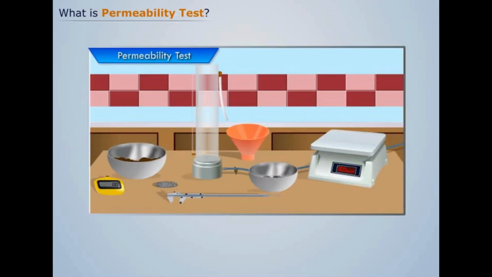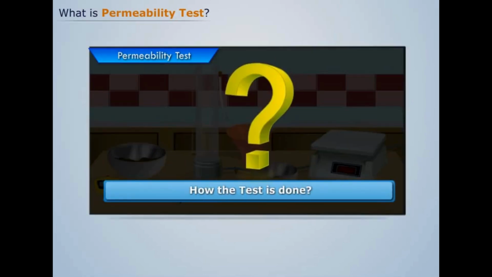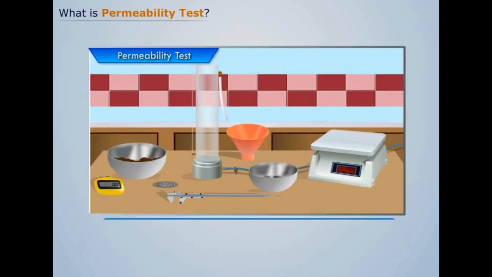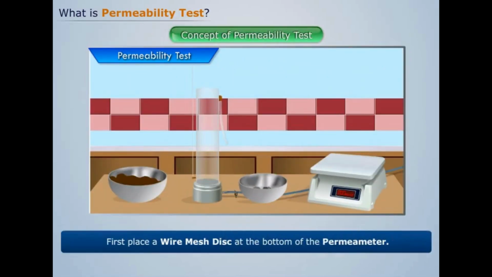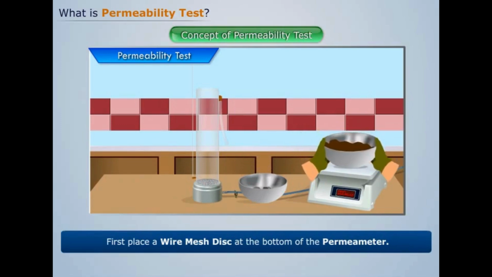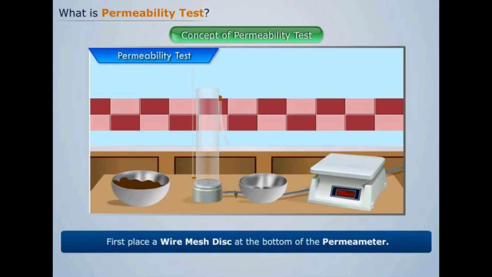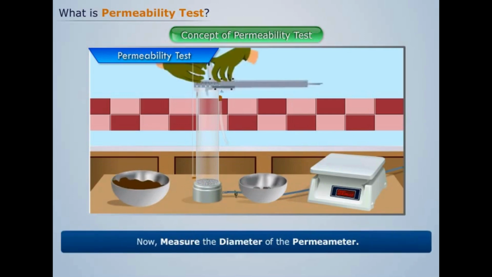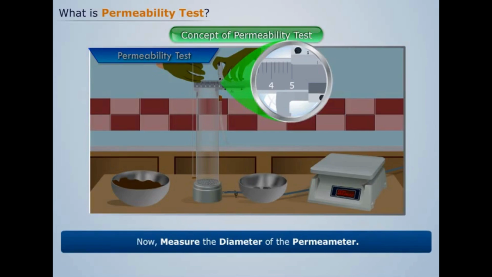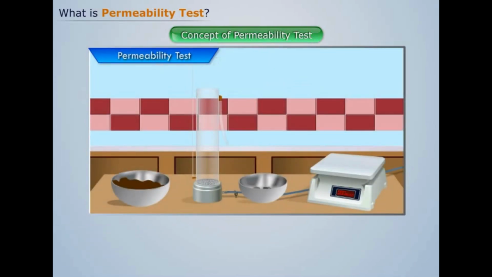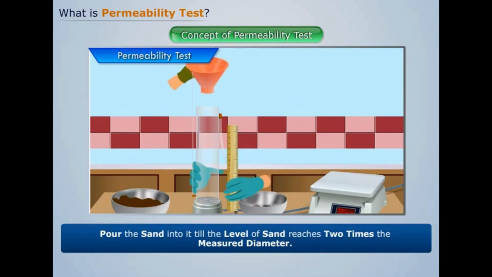The apparatus as shown is used to perform the permeability test. Let us understand how the test is done. First, place a wire mesh disc at the bottom of the permeator. Now weigh the sand. Now measure the diameter of the permeator and pour the sand into it till the level of sand reaches 2 times the measured diameter.